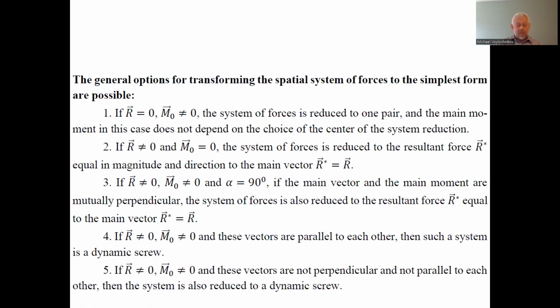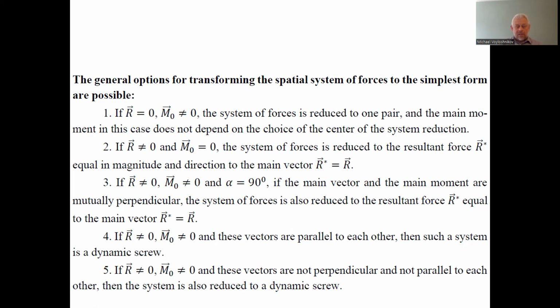And let me summarize the general options of transforming the spatial system of forces to the simplest form possible. What are the special cases? The first special case: if the resultant of the forces acting on the mechanical system, like a mechanical point or an absolutely rigid body or system of bodies, is 0 and the main moment is not 0, the system of forces is reduced to one pair, and the main moment in this case does not depend on the choice of the center of the system reduction.